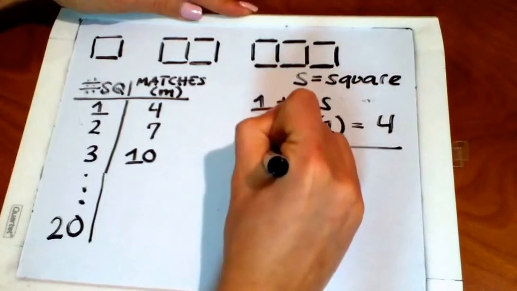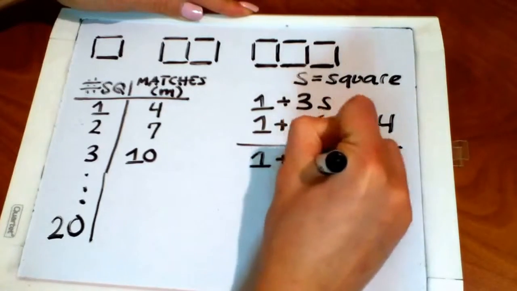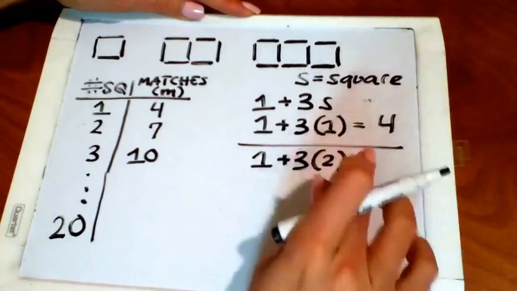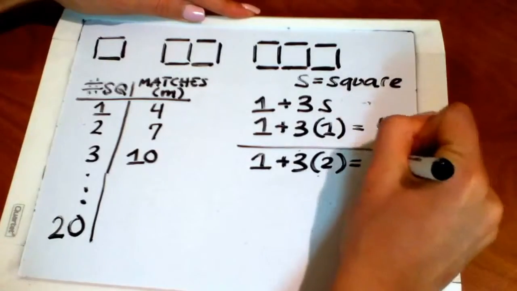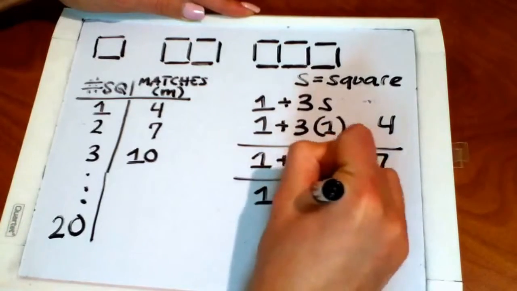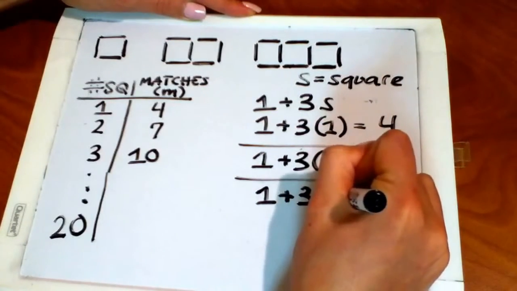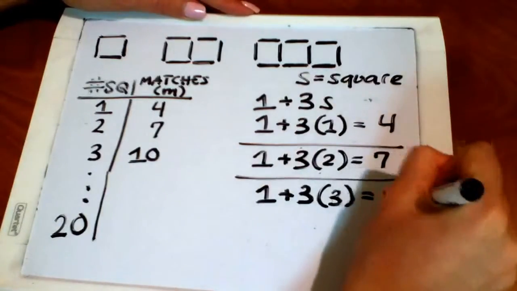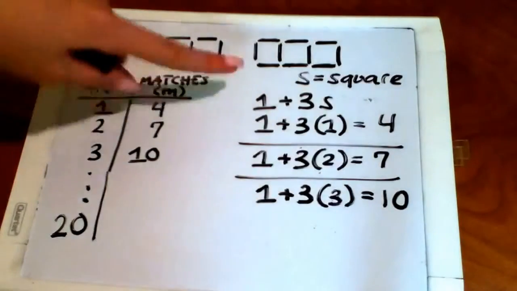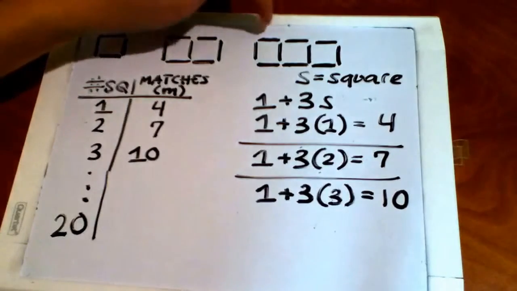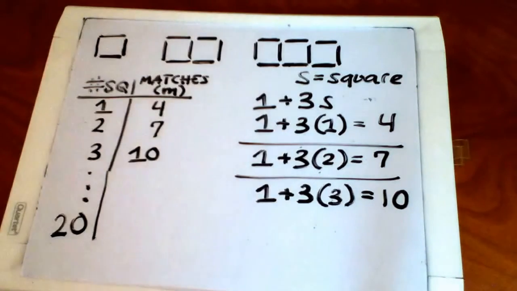And if we do it again with 2 squares, 3 times 2 is 6, 6 plus 1 is 7. That's supposed to be an equal sign. And then if we do it with our last one, 1 plus 3 times 3. 3 times 3 is 9, plus 1 is 10. So we have made an algebraic rule by looking at patterns within the squares, and then we have demonstrated that that algebraic rule works. So now we said, what if we wanted to find 20?